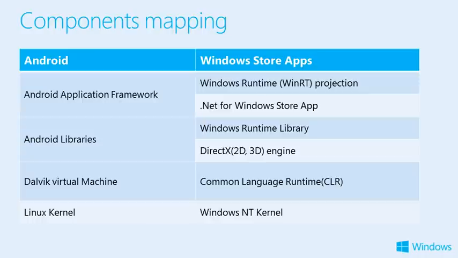If you want to develop games, the DirectX engine is the replacement for the OpenGL-ES libraries. Android provides a framework to expose required APIs for Java applications, while for Windows Store apps, APIs are exposed by Windows Runtime libraries. We just use WinRT projections to bind them into different languages. If you are writing code in managed languages such as C# and VB.NET, you can also use the subset of .NET libraries for Windows Store apps.